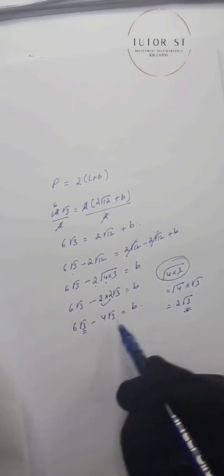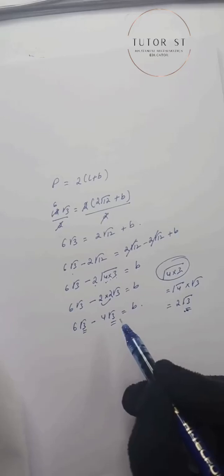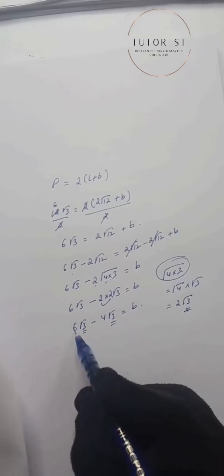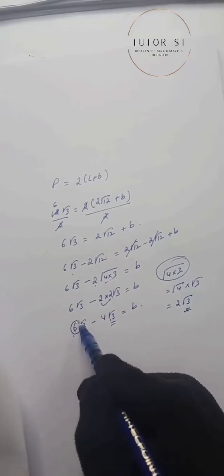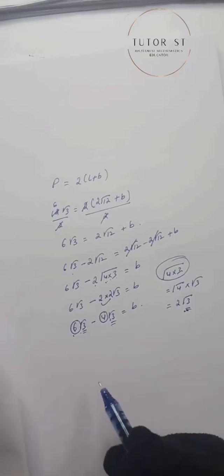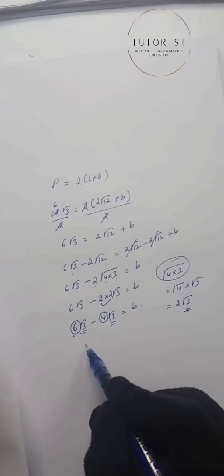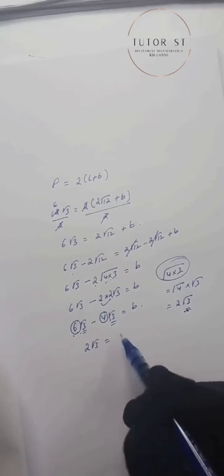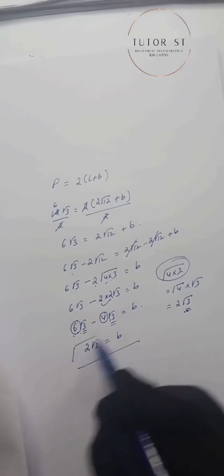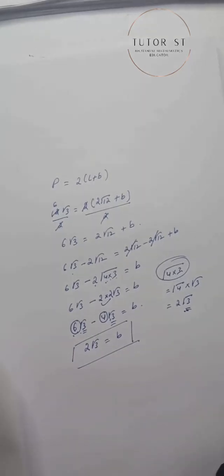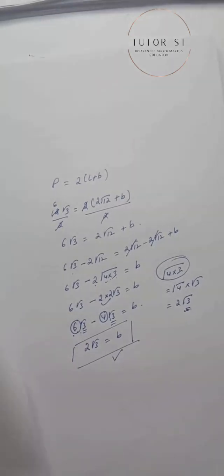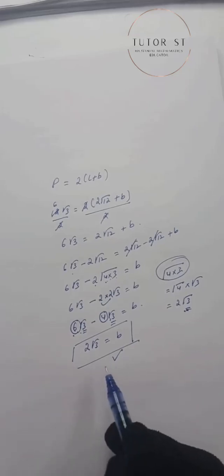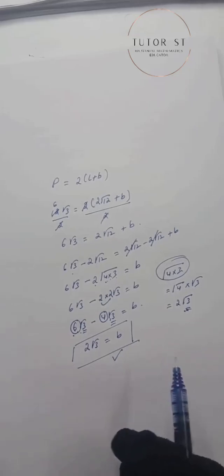Now I have both the numbers inside the radical the same. I can easily subtract these two terms. When I subtract, I just need to subtract the numbers outside the radical sign. So 6 minus 4 is 2 root of 3 equal to B. Therefore, your correct missing dimension, which is your width, is 2 root of 3. So this is the correct answer. If you want to take a screenshot, please do it. And our answer is 2 root of 3.